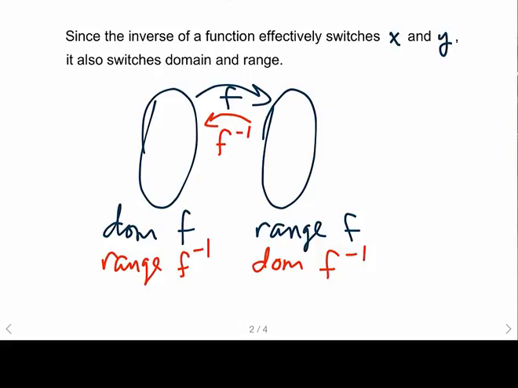Let's say in the domain of f we have a value a. Then in the range of f, that would take us to f of a.